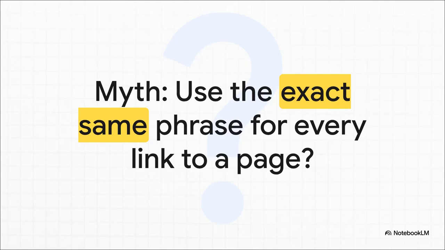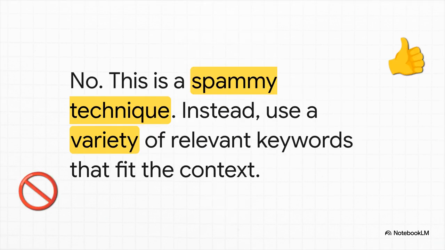Okay, first up, this is a big one that's a leftover from the old days of SEO. The thinking used to be that if you wanted a page to rank for a keyword, you had to use that exact phrase for every single link pointing to it. But does that still hold up today? No, absolutely not. In fact, doing that now can look really spammy and unnatural to search engines.